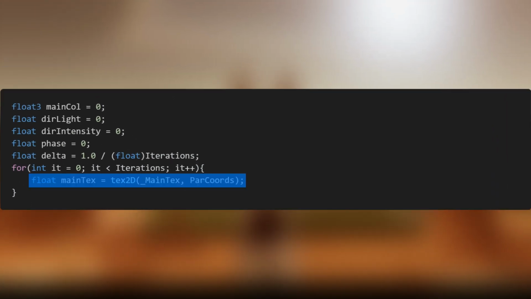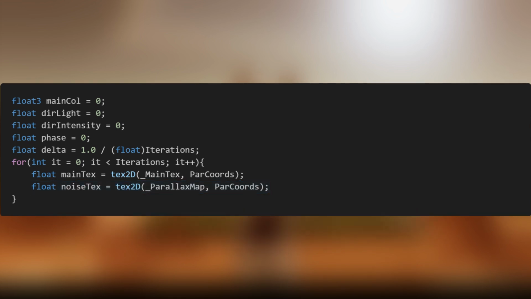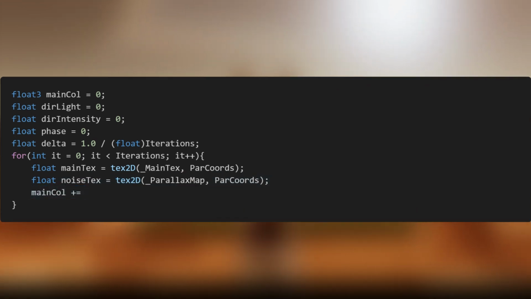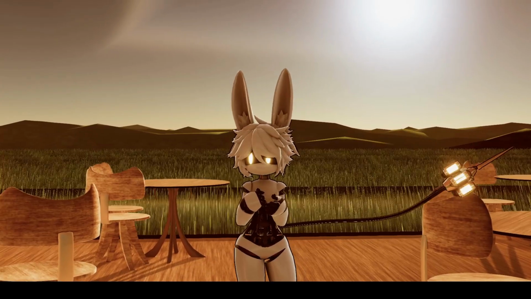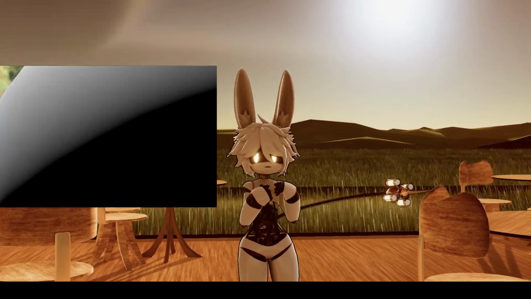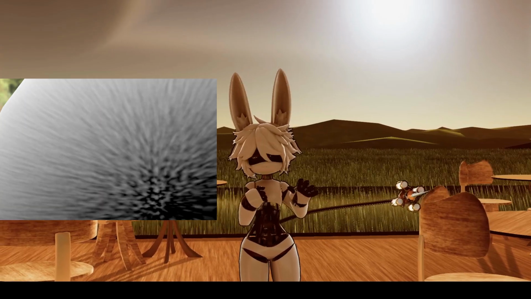Every iteration, you will sample the main texture and the noise texture. You can reuse the height map slot for that. Add to the resulting color the main texture multiplied by the noise and the delta. Then add to the directional lighting the saturated dot between the parallax normal and _WorldSpaceLightPos0, plus the noise multiplied by 0.5. That's just an arbitrary value. What it does is shift the dot product to make the effect more noticeable.